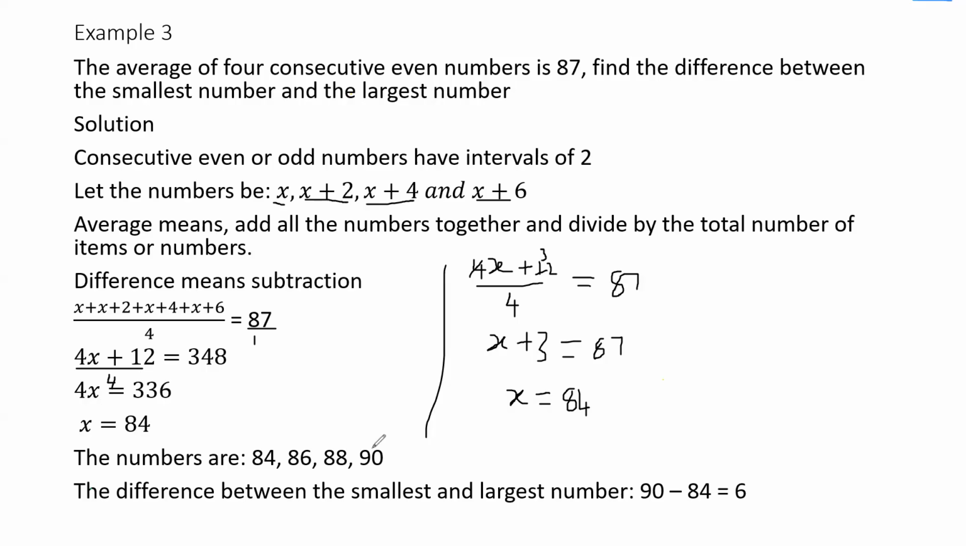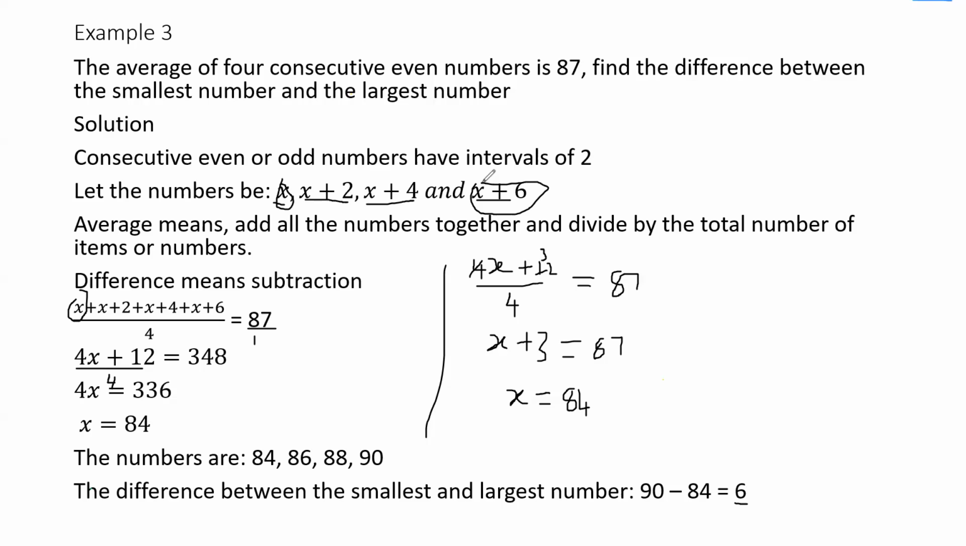And the question is saying the difference between the smallest, what is the smallest? 84. And the largest, what is the largest? 90. So 90 minus 84, you get what? 6. You have to find the difference between the highest and the least. After getting your numbers, you can go straight. Or even from here, we know that the least is x, is that not true? And the highest is x plus 6. So you can subtract x from x plus 6 and get the same 6. Is that point okay?